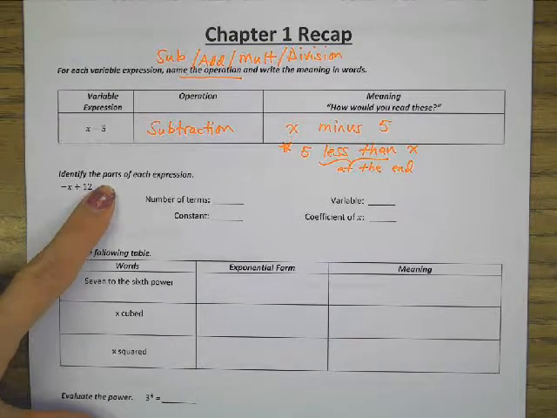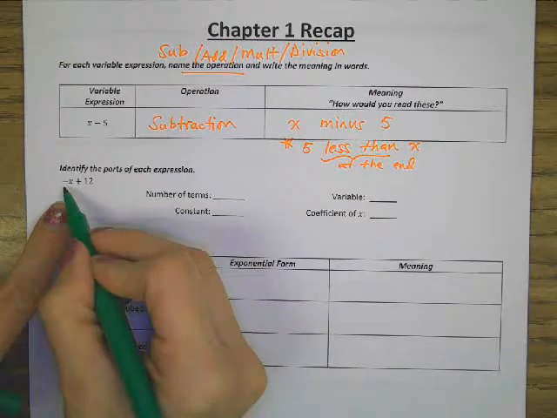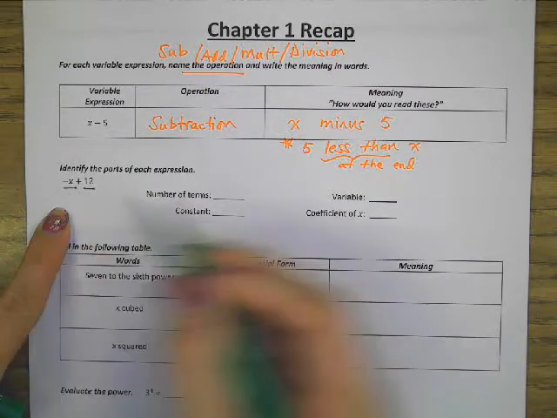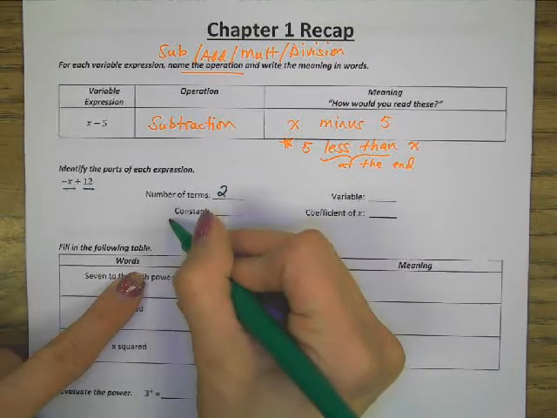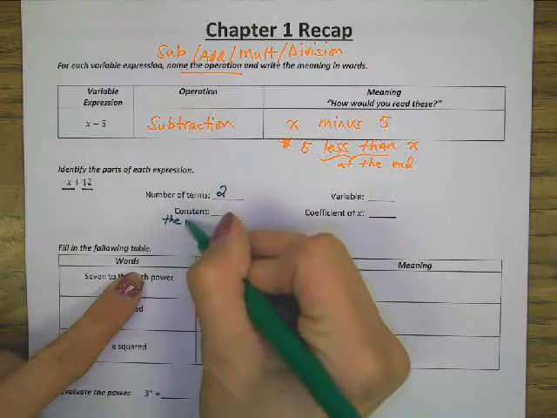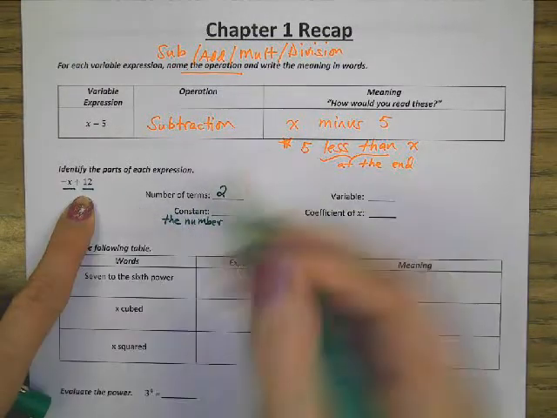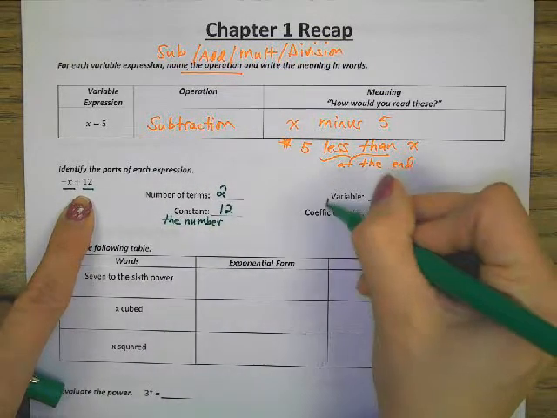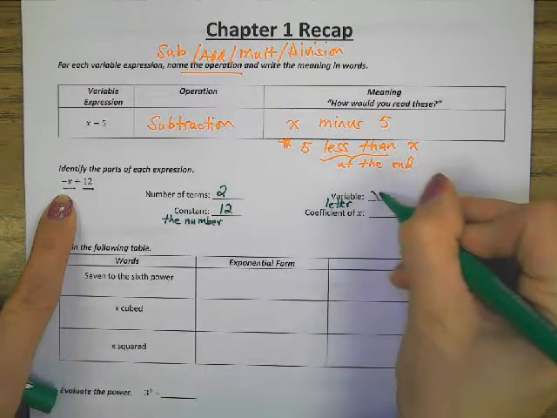Identify the parts. Okay, the terms are separated by plus and minus signs. So here's a term and here's a term. So there are two terms. The constant is the number all by itself, and that would be a positive 12. Okay, the variable means letter. So the letter in this expression is x.